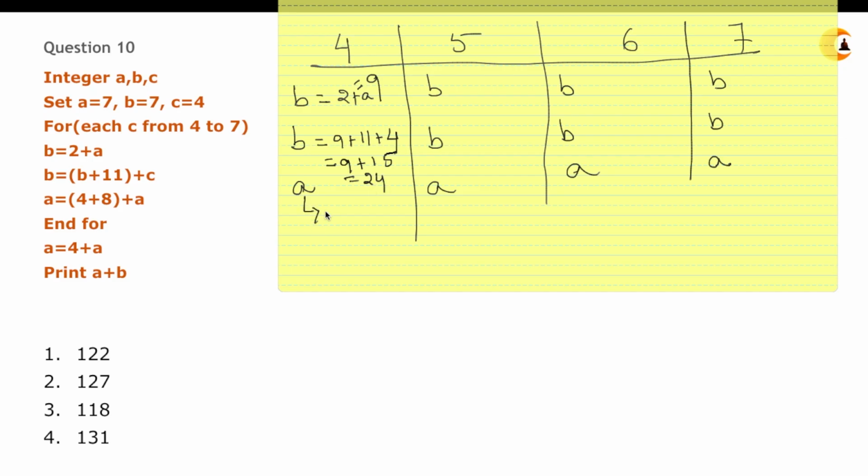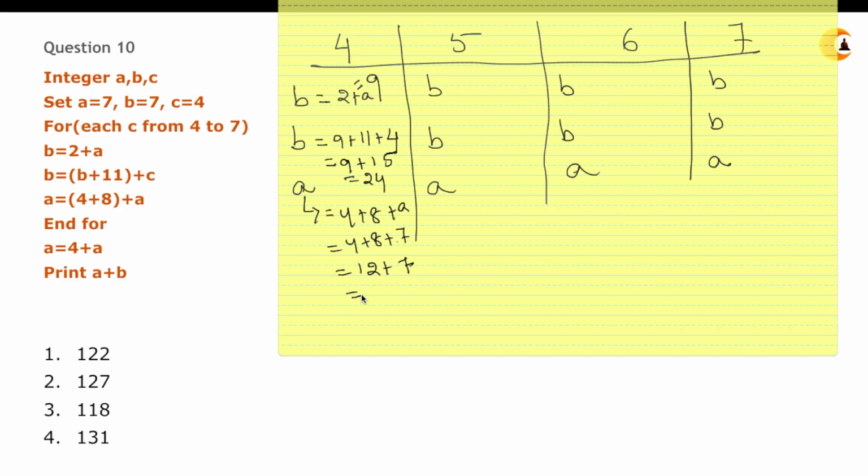Now for A, it will be how much? It will be 4 plus 8 plus A. Now 4 plus 8 is 12, plus 7, right? So 12 plus 7, the answer will be 19. So here the value of B is 9, 24 and the A value is 19, right?